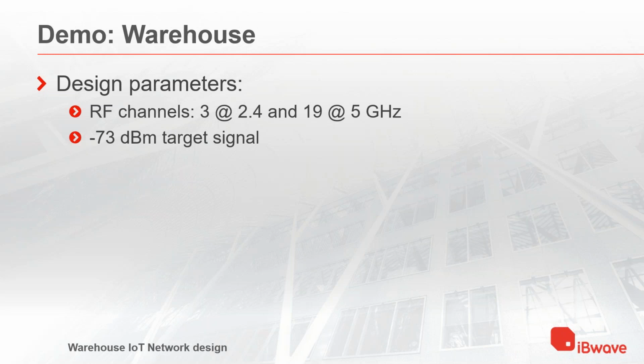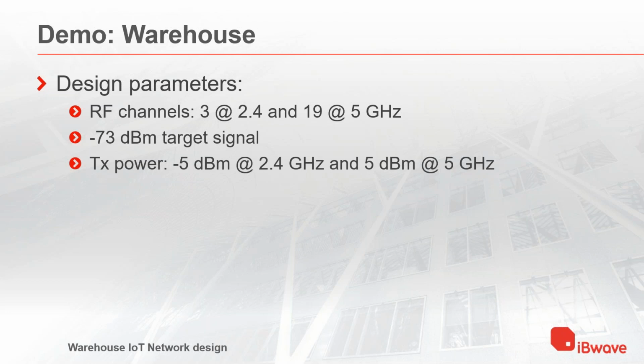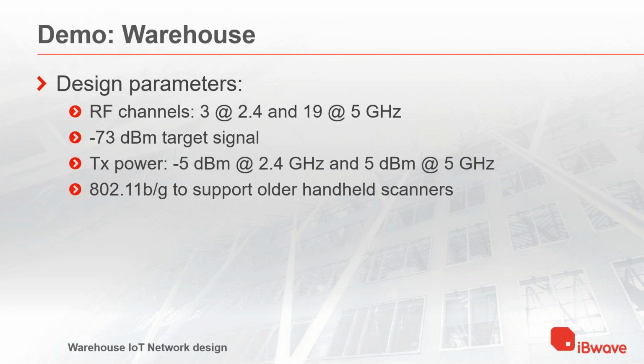Typically, you would want to look into signal-to-noise ratio, and you would want to have your signal a certain number of dBs higher than your noise. But at a warehouse, we typically don't encounter much noise, so I took the liberty to assume there will not be significant noise, and I said that -73 dBm should be a target signal. Transmit power is -5 dBm at 2.4 gigahertz and 5 dBm at 5 gigahertz.